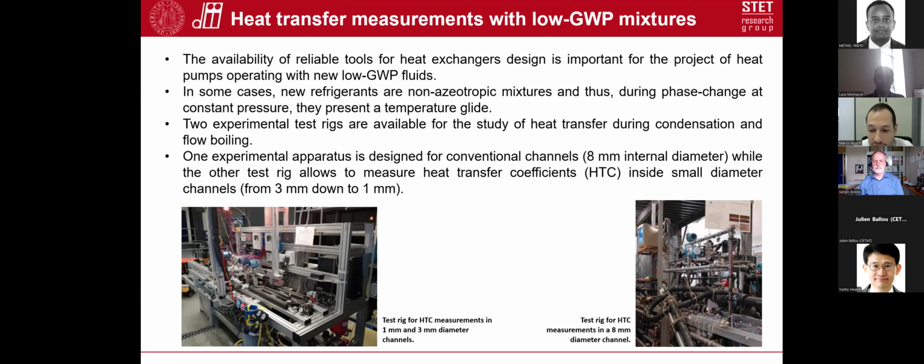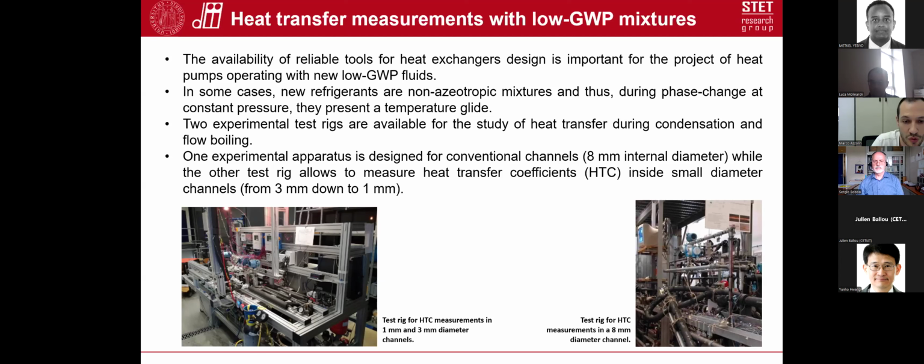To study the two-phase transfer, we have some experimental test rigs. They are two in particular, depending on the heat flow rate. So we have a bigger loop to study small heat exchangers or channels with 8 mm diameters, and a smaller system to study the heat transfer inside small diameter channels, 1 mm and 3 mm.